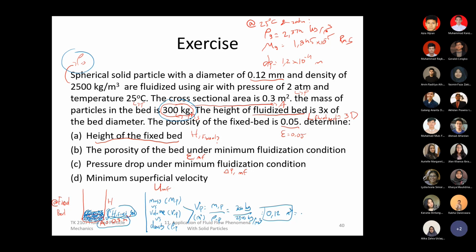So of course, that's gonna be the surface area times the height of the fixed bed. But the question is, should you consider the porosity at fixed bed condition? What do you think? Where should you consider this porosity?